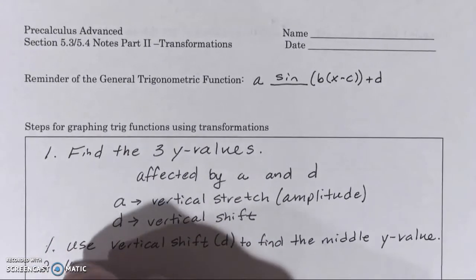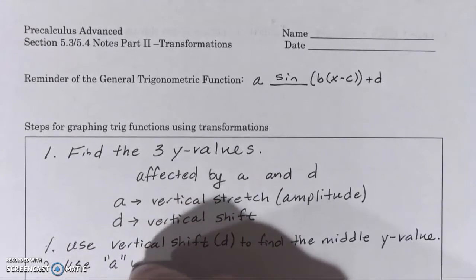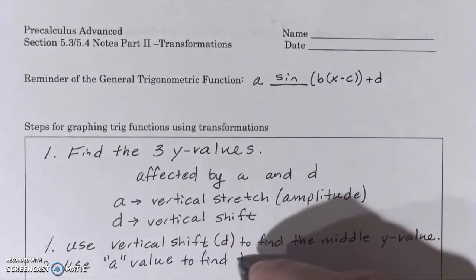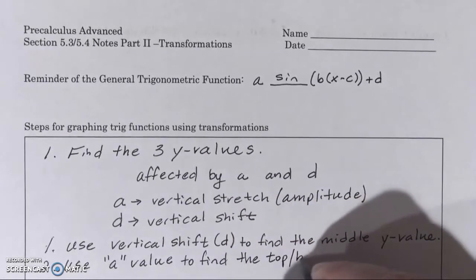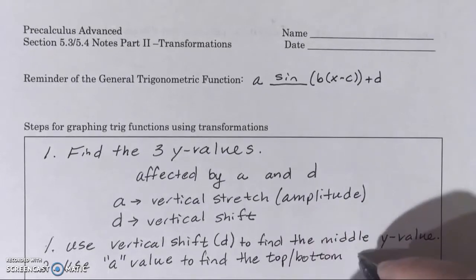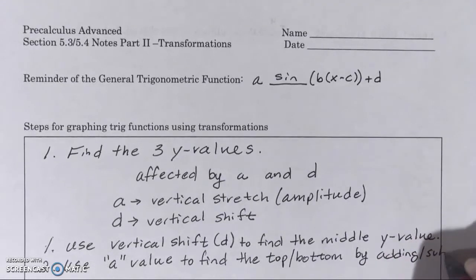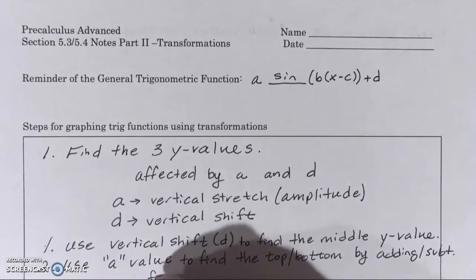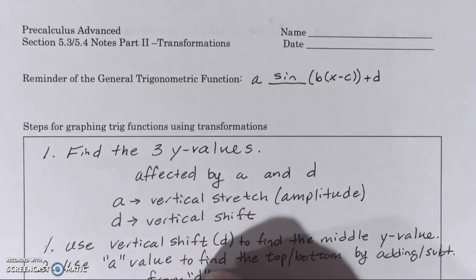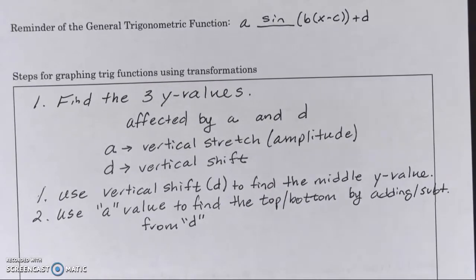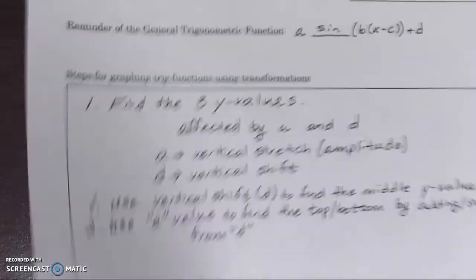And then we're going to use the a value to find the top and bottom by adding or subtracting from d, or the middle of the wave. So let's just start with step one here, the y values, on an actual example, and then we'll get back to the couple other steps to this.